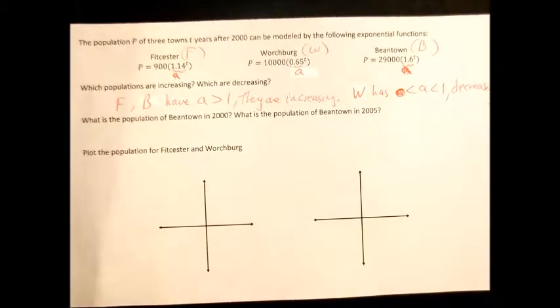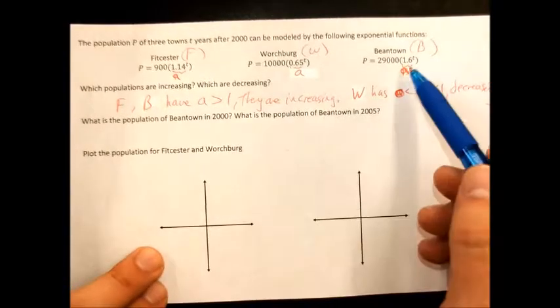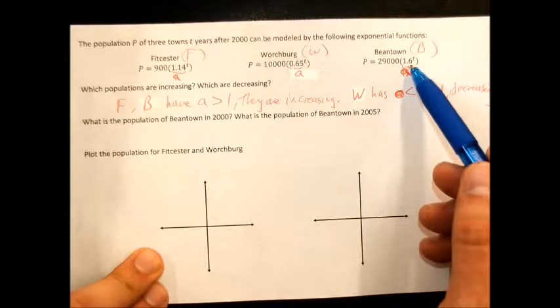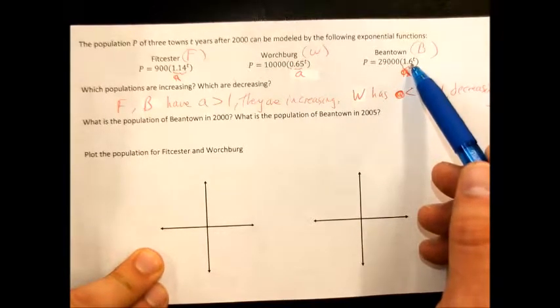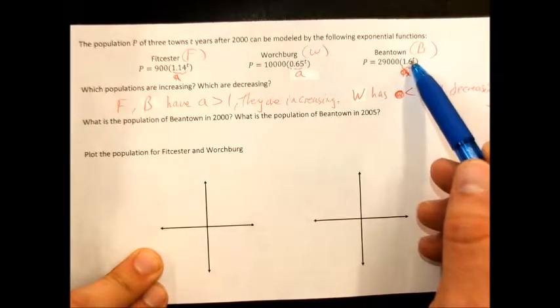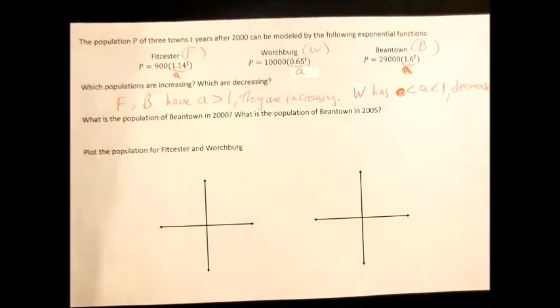Which one's increasing the most? The quickest? The fastest? Yeah, Beantown's got the biggest A, right? 1.6. And so that one's going up the quickest. Just to be clear about that.